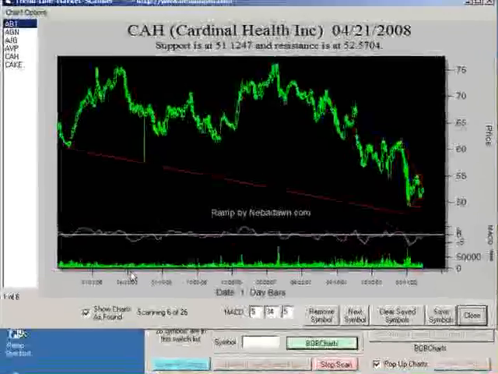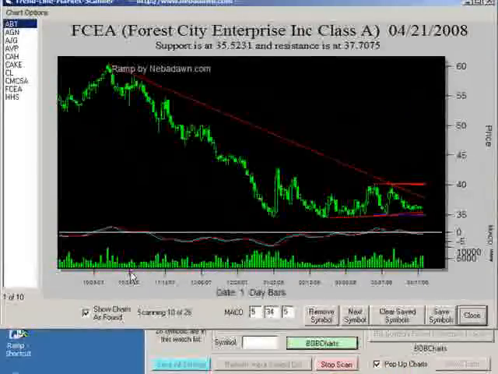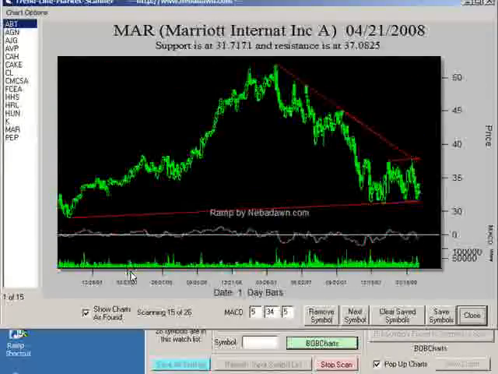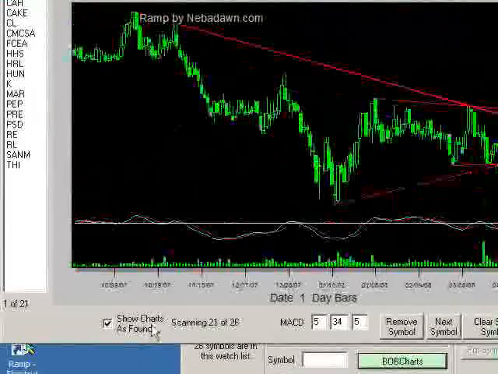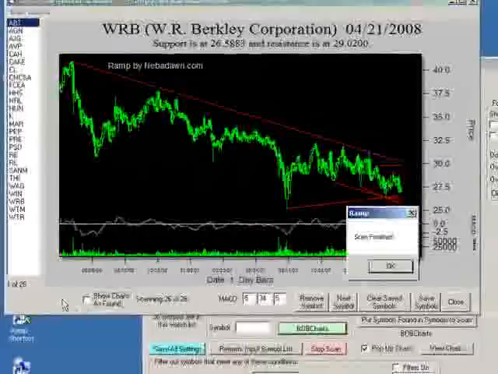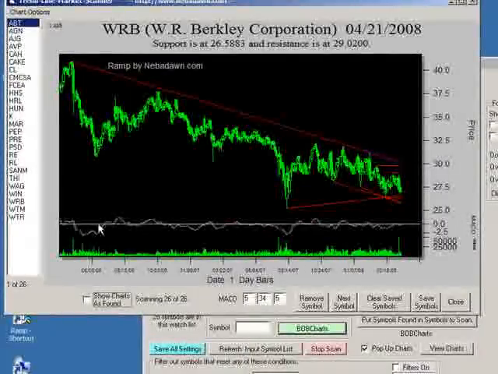What we're looking at here is the Bob charts being generated for all of the stocks within 3% of support in the Russell 1000 large caps. And I think we can get started here. Right here it says show charts as found. I can unclick that. It's finished now anyway, and it will scan in the background so I can start looking at charts before it's finished.